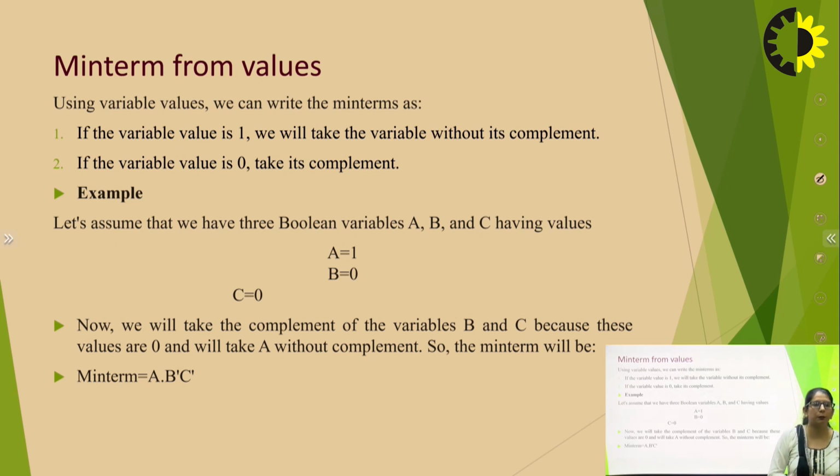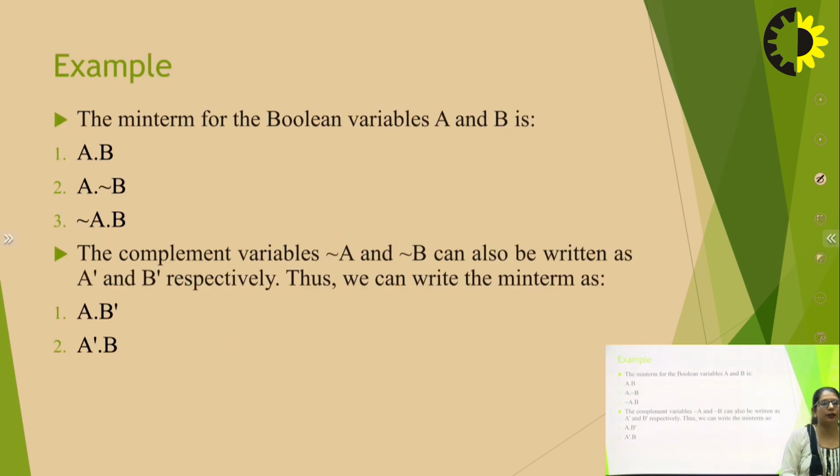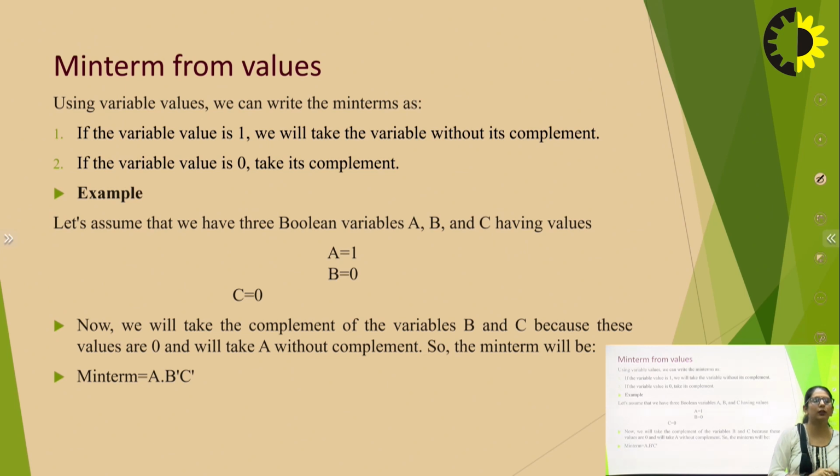So what will be the possible minterm? The possible minterm will be a dot b bar dot c bar. And why do we write dot here? Because it's a minterm. And what do we say in the minterm? It's a product of all literals. Right, here the literals are given in this way. So the product of the literals is a dot b bar dot c bar.